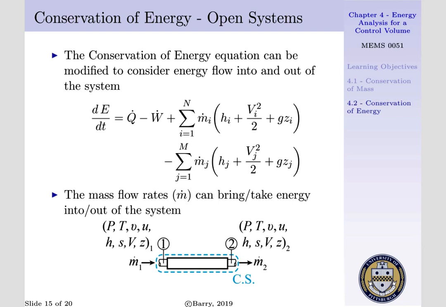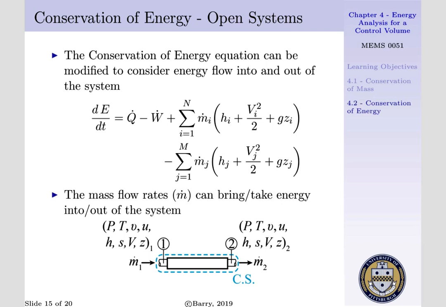Now our conservation of energy equation for an open system is expressed as follows. Our time rate of change of the total energy of our system, dE/dt, is equal to the rate at which heat is supplied to our system, Q dot, less the rate at which work is done by our system, W dot, plus the sum of our mass flows into our system, carrying an enthalpy, a velocity, and a potential energy, less the sum of our mass flows exiting our system, carrying an enthalpy, a velocity, and a potential energy.